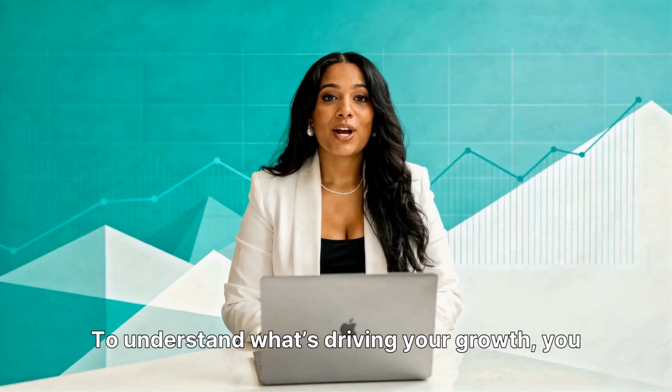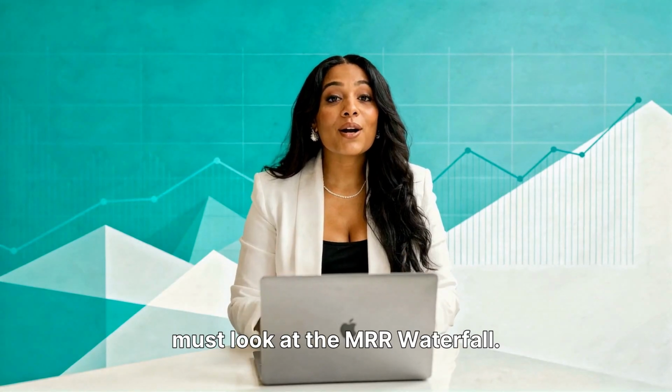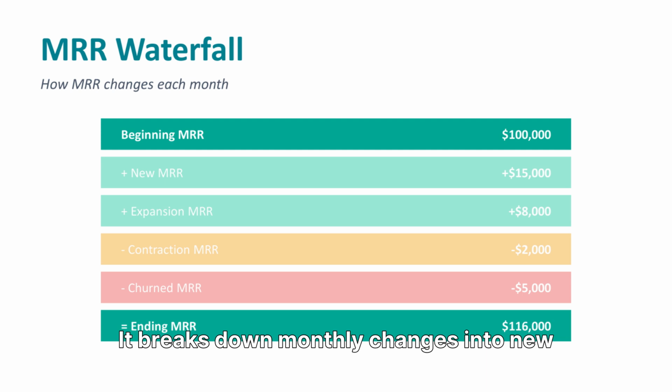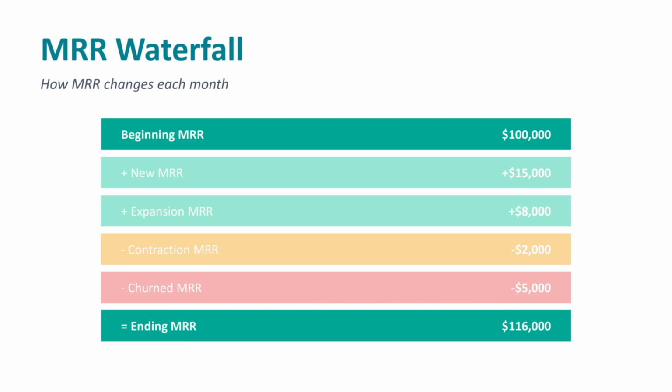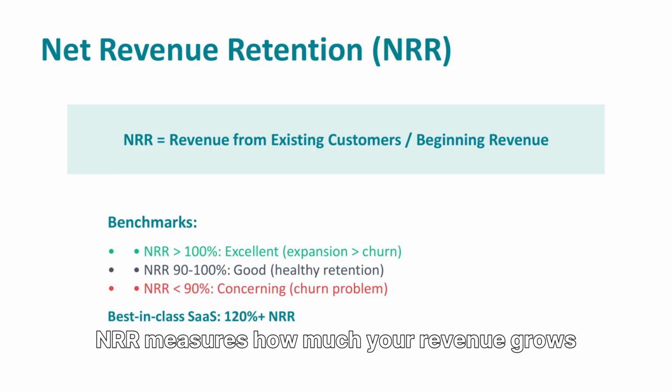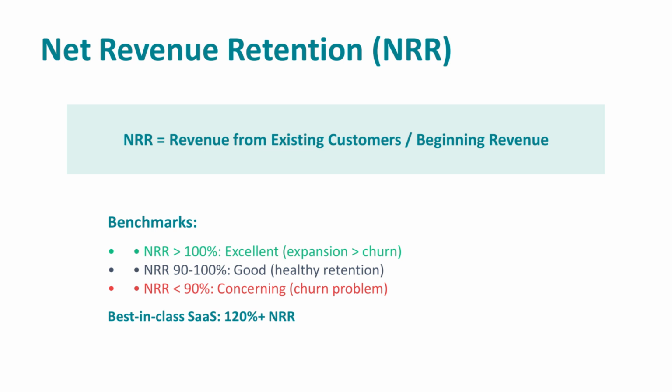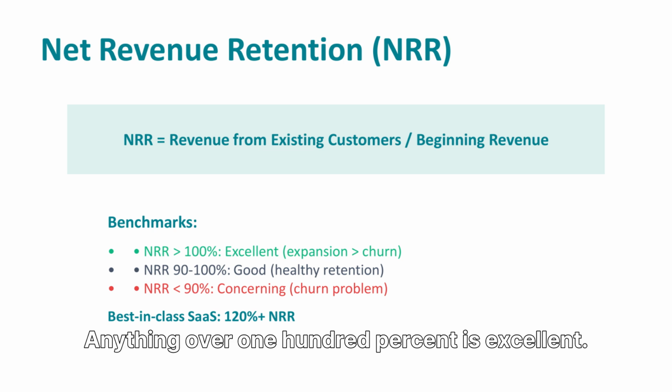To understand what's driving your growth, you must look at the MRR waterfall. It breaks down monthly changes into new sales, expansion from existing customers, contraction, and churn. NRR measures how much your revenue grows from existing customers. Anything over 100% is excellent.